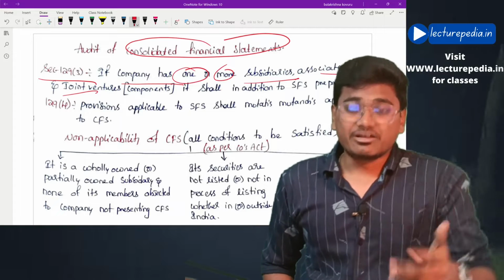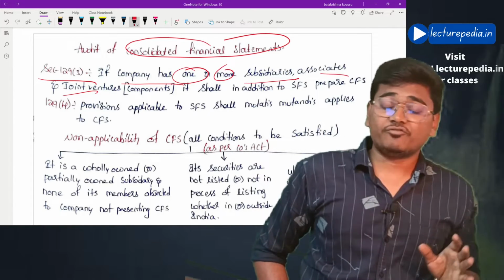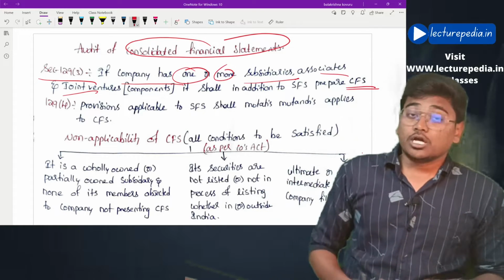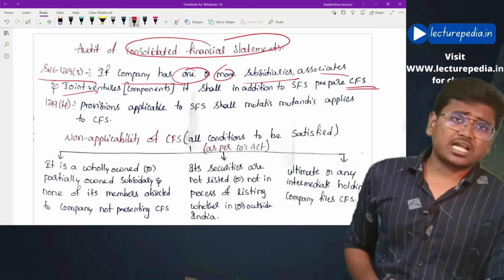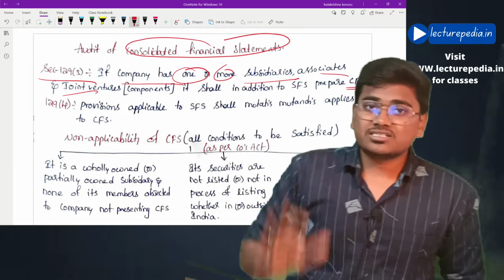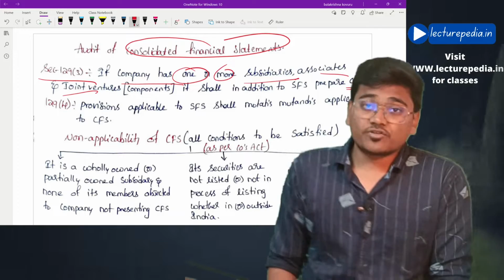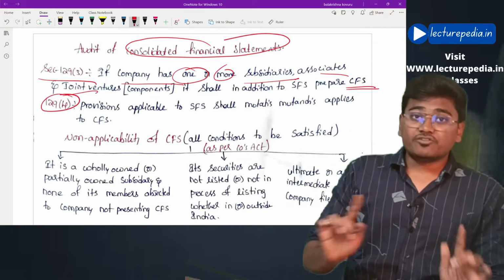If a company is having components, then along with preparation of standalone financial statements, it must also prepare consolidated financial statements. Now for the preparation of consolidated financial statements, all the provisions that are applicable to standalone financial statements will be mutatis mutandis applicable even for the preparation of consolidated financial statements. It is said by section 129 subsection 4.